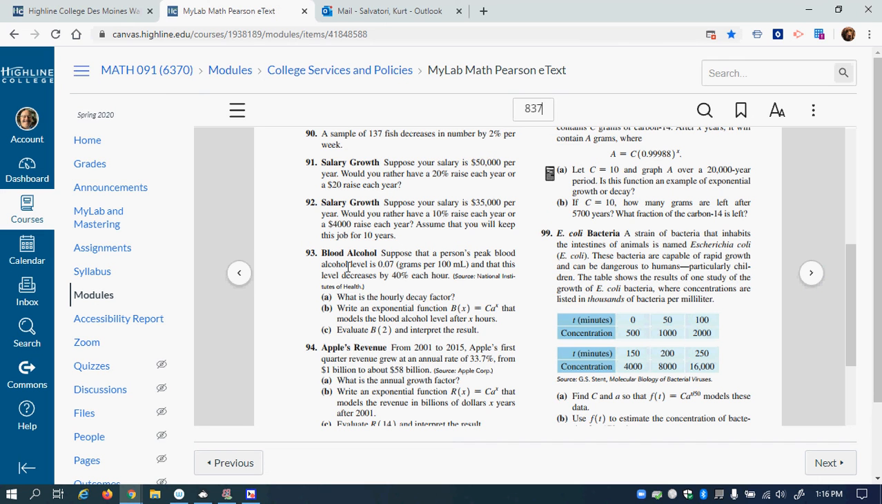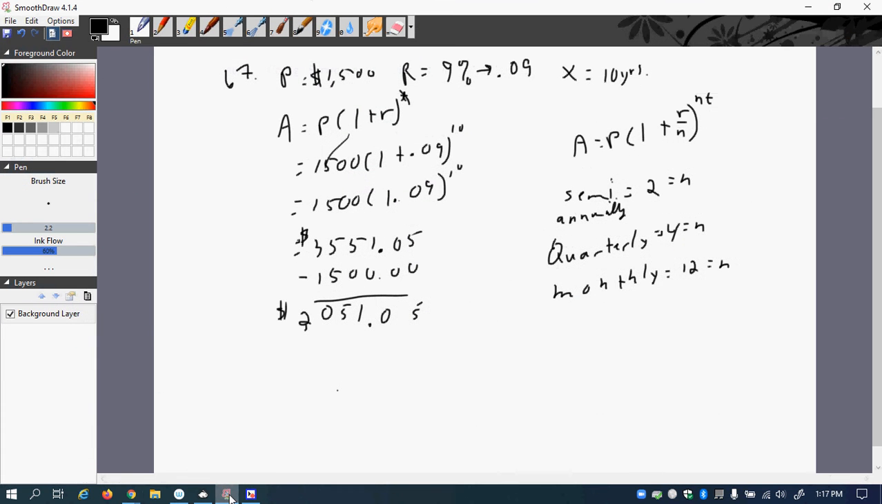So here it is, a blood alcohol problem. Suppose that a person's peak blood alcohol level is 0.07, and that's in grams per 100 milliliters, and that this level decreases by 40% each hour. So what is the hourly decay factor? Write an exponential equation function, and then evaluate it when you put 2 in, and then interpret what that means. So let's go to our drawing board.